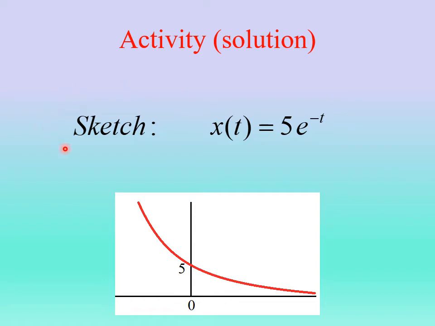So here's the solution. If x of t is equal to 5 times e to the minus t, then the function is going to look something like this. Notice it passes through the value of 5 at t equals 0, and because there's a minus sign up here, this is a decaying exponential function, so it's going to eventually go to 0 for large values of t.